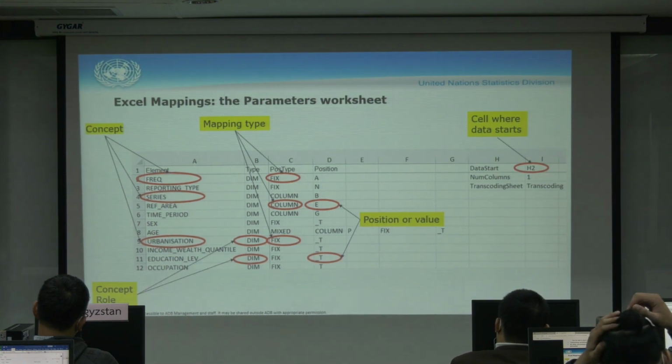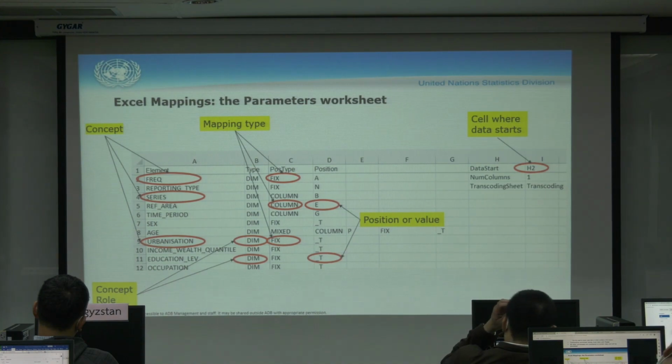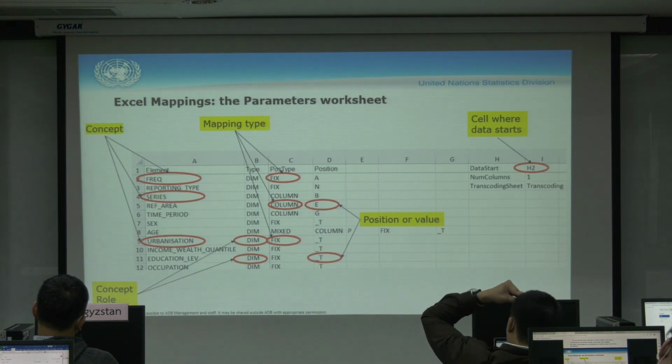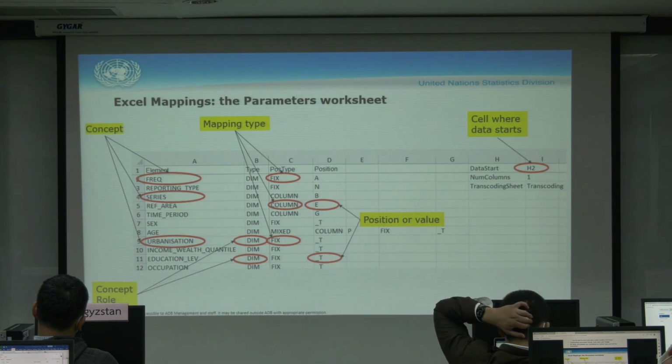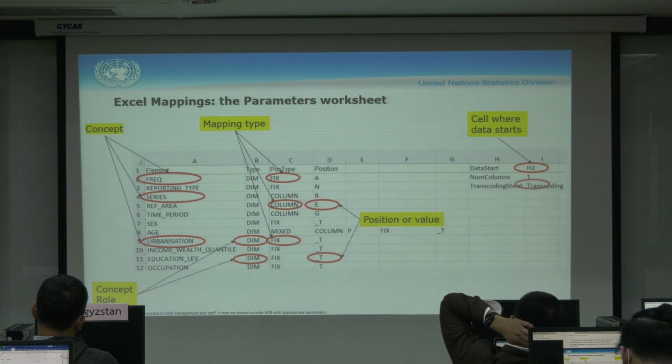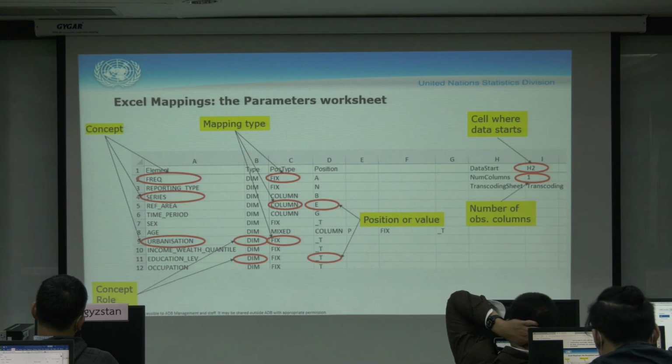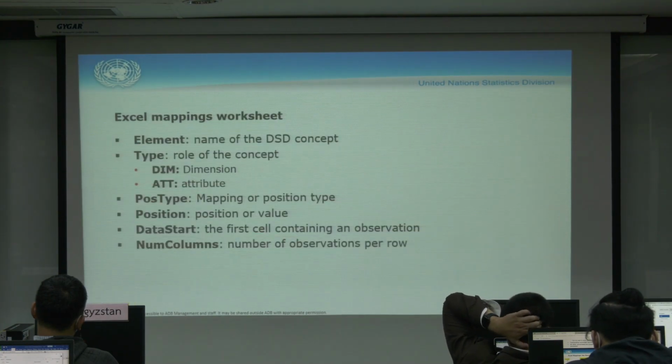Then we have additional parameters which are extremely important and must be specified. Data start always specifies where the data starts. Number of columns is how many observation columns you have in the spreadsheet, and so on.